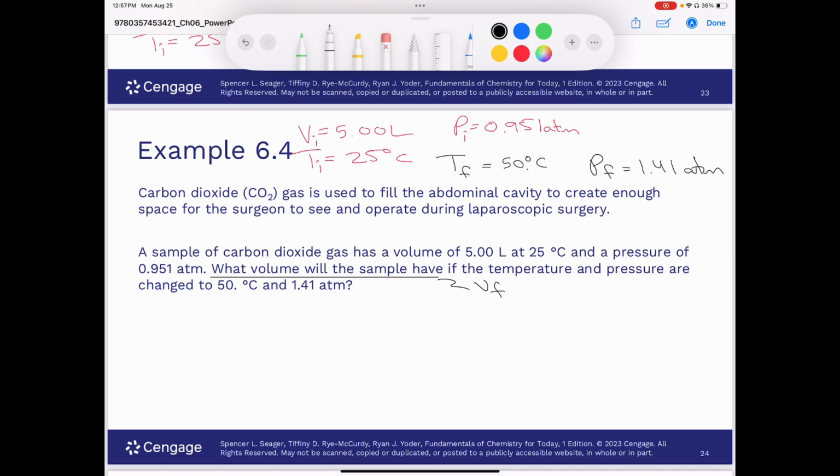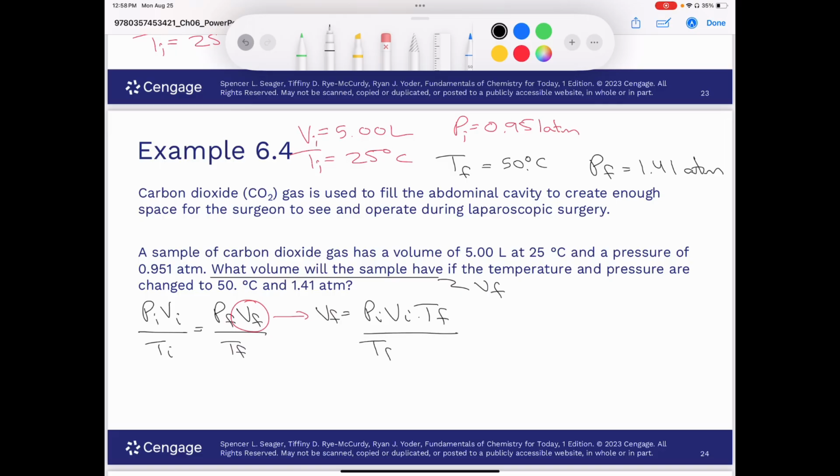So we're going to use our formula. We're going to use the combined gas law, which is P initial times V initial divided by T initial, is going to be equal to P final times V final divided by T final, like this, okay? And we're going to be solving for the final volume. So to solve for final volume, we're going to say final volume is going to be equal to the initial pressure times the initial volume times the final temperature divided by the initial temperature times the final pressure. Now, if you're wondering, how did I get from here to here?